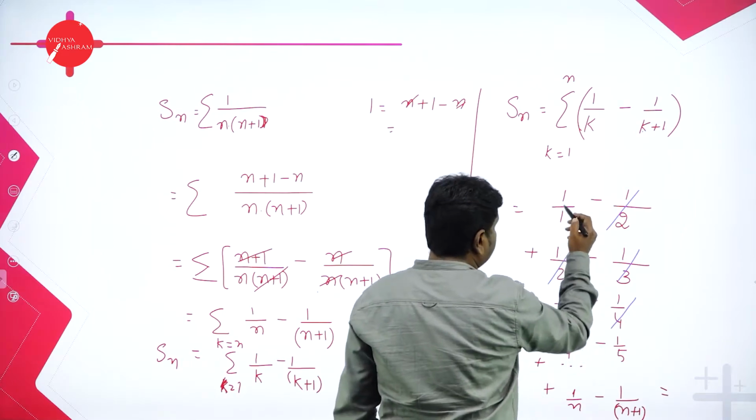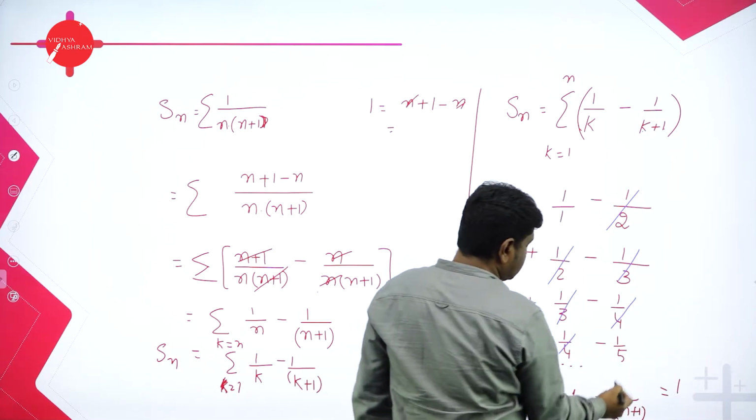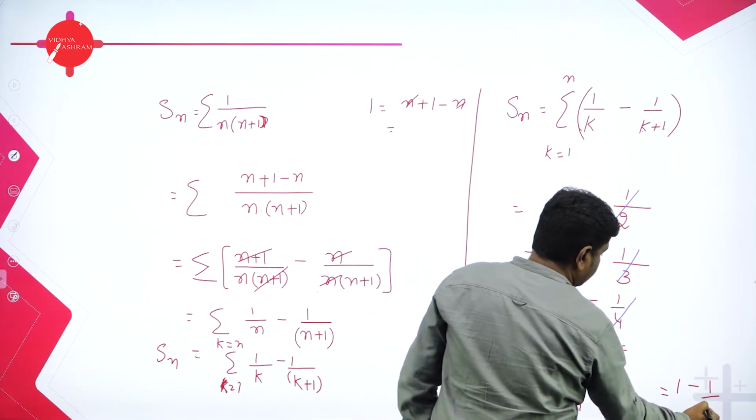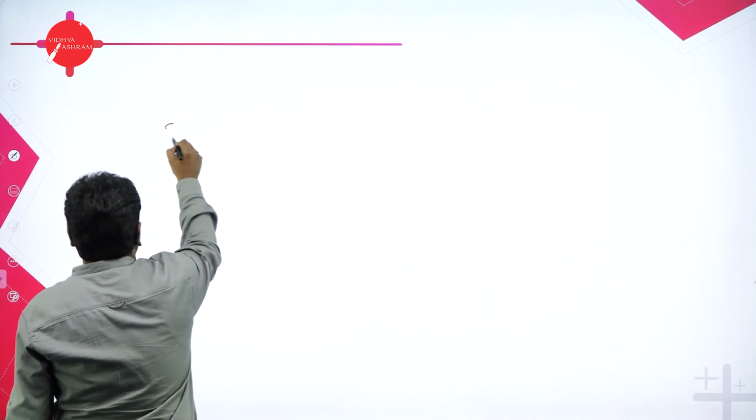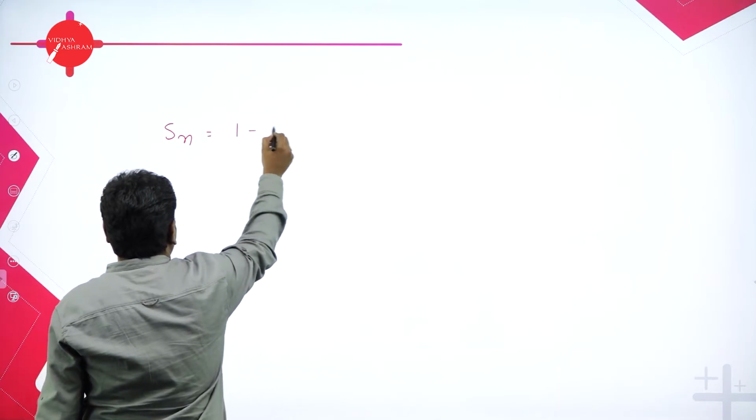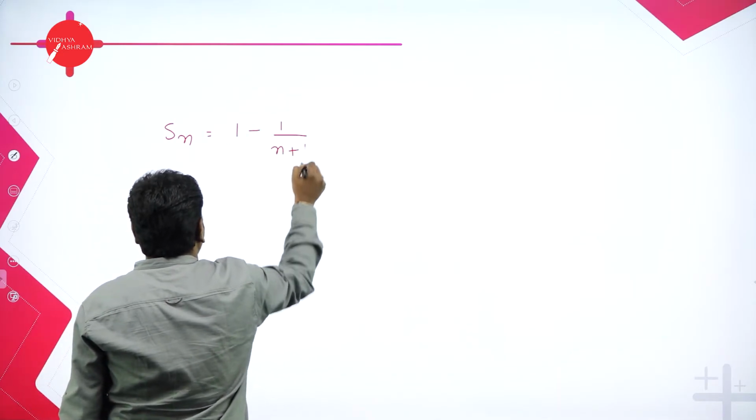What is the first term? 1 by 1, that is 1. Last term, minus 1 by n plus 1. So, after adding Sn, we got 1 minus 1 by n plus 1. This is the final answer.